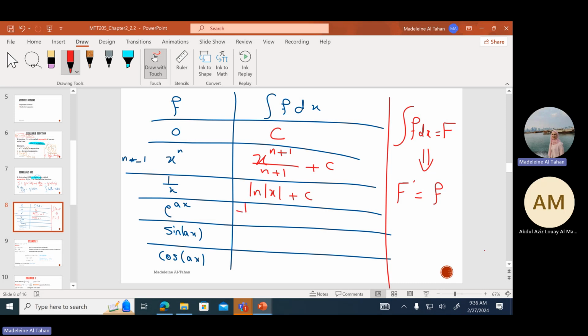e to the ax, where a is a constant of course, becomes 1 over a times e to the ax plus b. If we have only e to the x, it stays e to the x. Sine ax: sine and cosine, we alternate them, right? For cosine, what should we put? And for sine, what would we put? Minus. Just sine x becomes negative cosine x. So the a here is considered as well. Do we have any questions? In case there is a rule that we need, we will add it to our table.